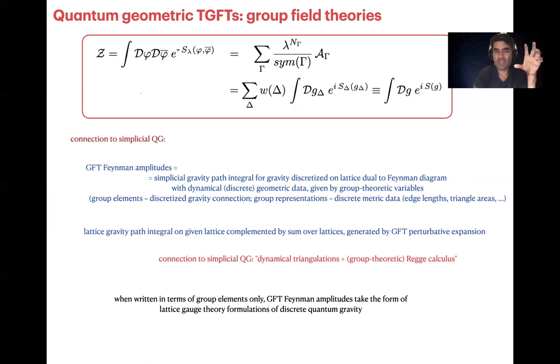So we have a lattice gravity path integral on a given lattice with such group theoretic variables, dynamical, complemented by a sum over lattices generated by the perturbative expansion. So we have both the main idea of dynamical triangulation together with the main idea of quantum Regge calculus for simplicial quantum gravity.